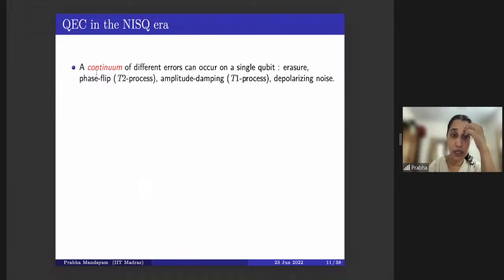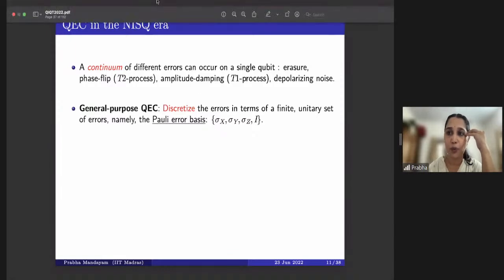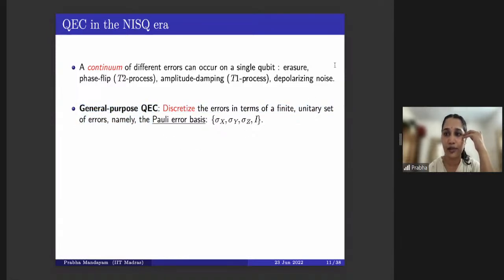So first of all, you realize that this is, like I said earlier, a challenge of quantum error correction. A whole continuum of different errors can occur. There could be erasure, there could be amplitude damping, there could be a phase flip, there could be bit flip, there could be depolarization. So the way standard error correction addresses this problem is by doing what is called general purpose error correction, which is that you discretize the errors.